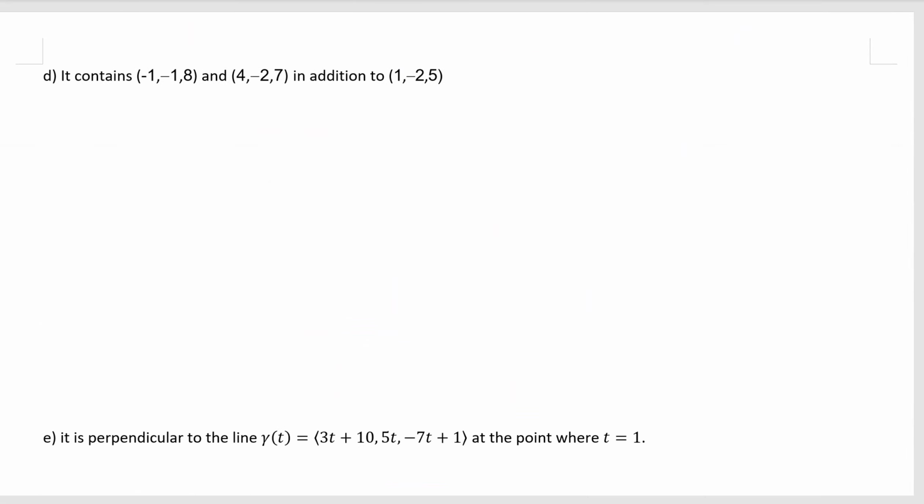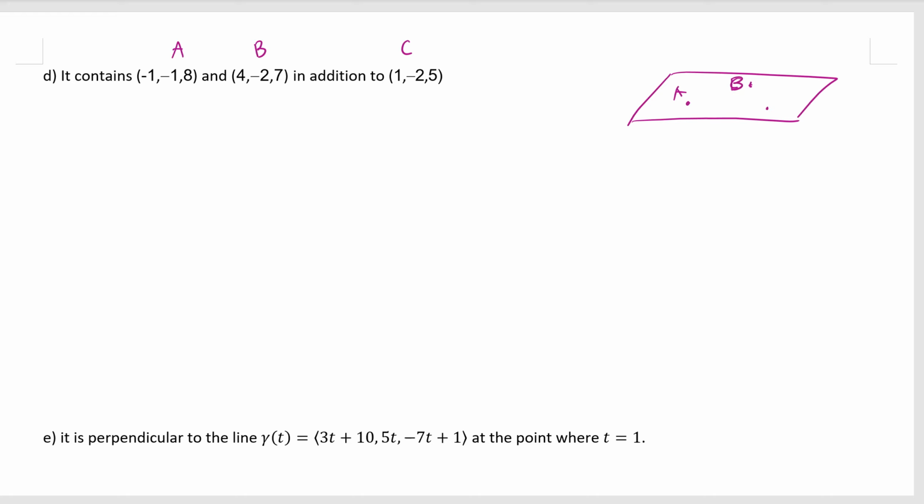Sometimes it's really good to draw pictures. Look at this example. It contains 3 points. It contains A, B, C.